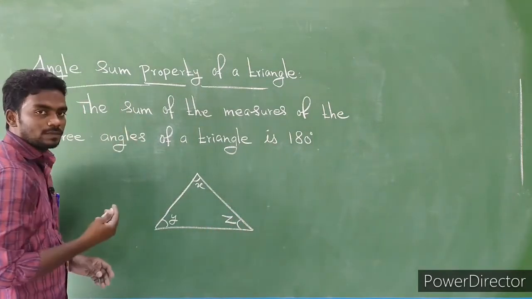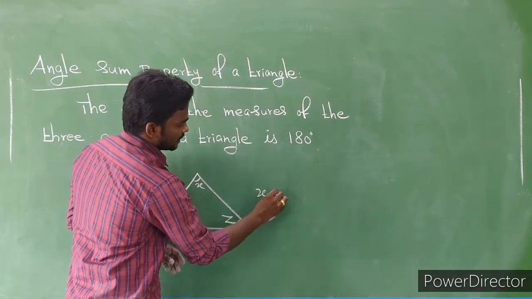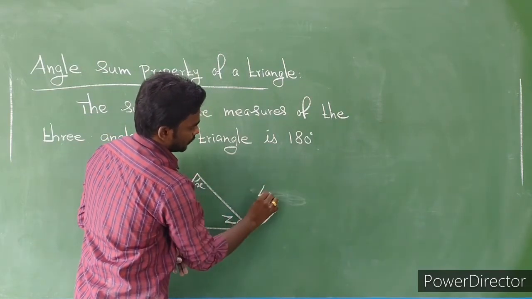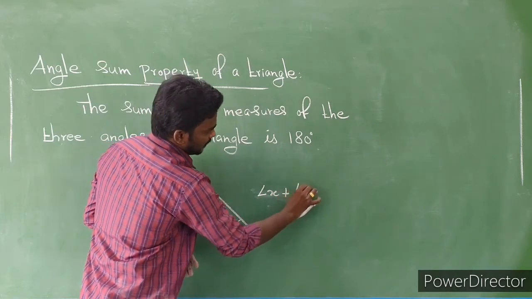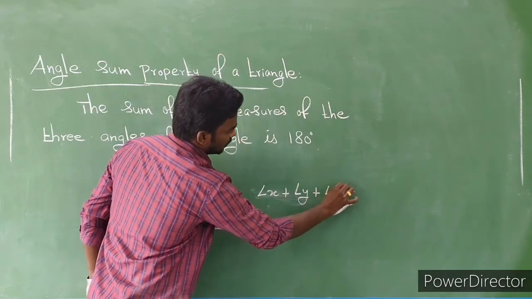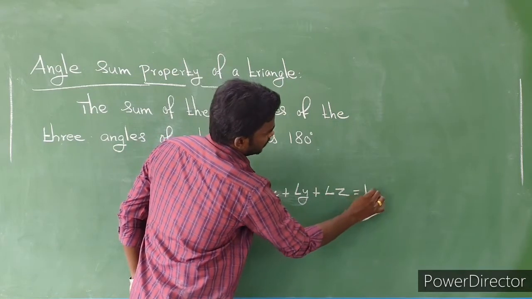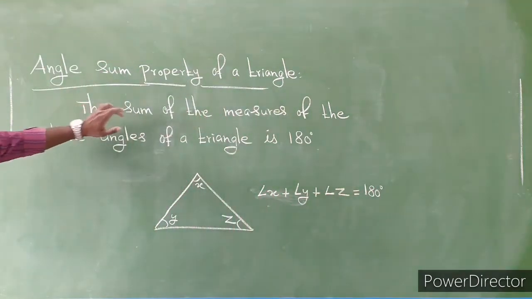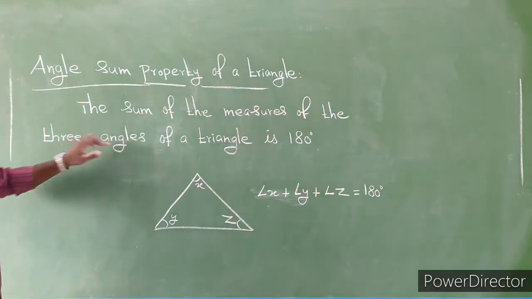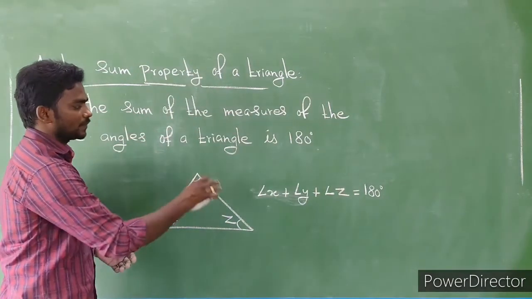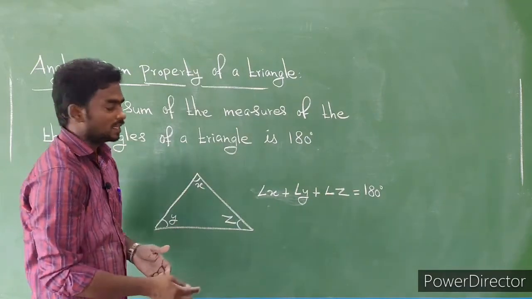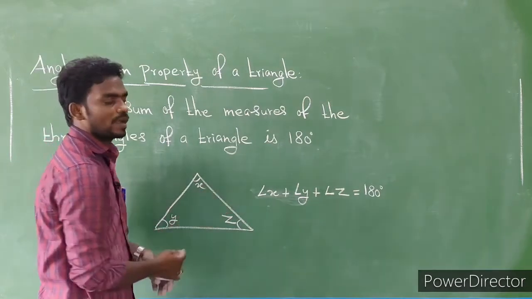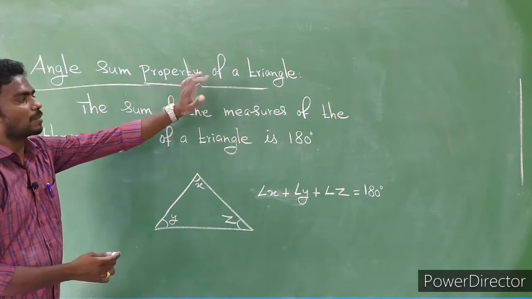So what is the angle sum property of a triangle? We can add these three interior angles: angle x plus angle y plus angle z is equal to 180 degree. So this is called the angle sum property of a triangle. The sum of the measures of the interior angles of a triangle is 180 degree. This is called the angle sum property of a triangle.